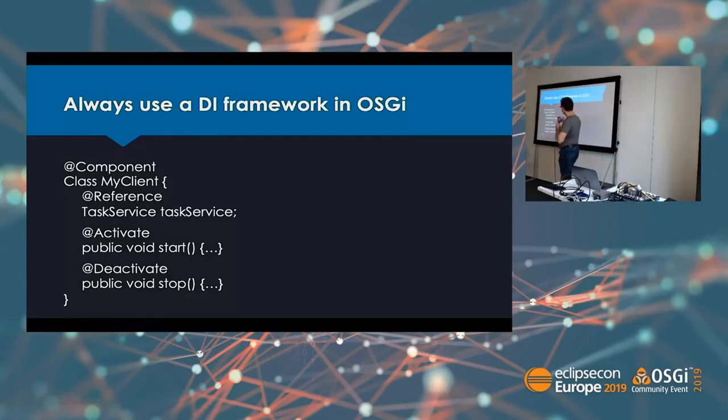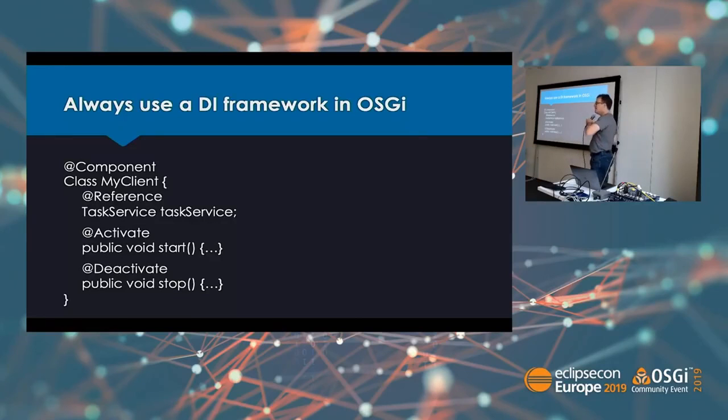Especially, this is the service dependencies. At reference means I have a mandatory reference to a service, and this is fully dynamic. This means when all my mandatory dependencies are up, only then my service, or my component, will start. And then the activate method is called, where I can, for example, spawn a thread to do something in the background. And in the end, the deactivate method is called.